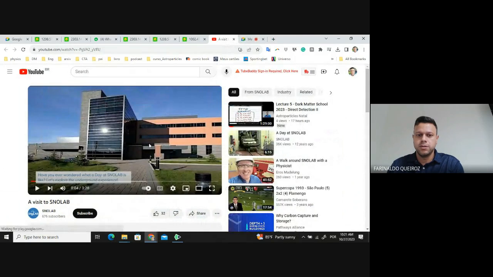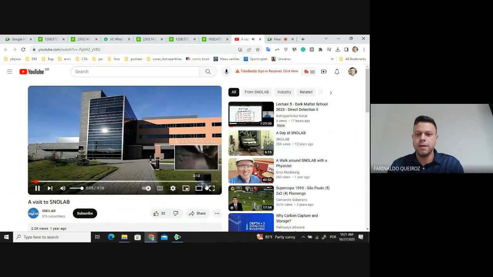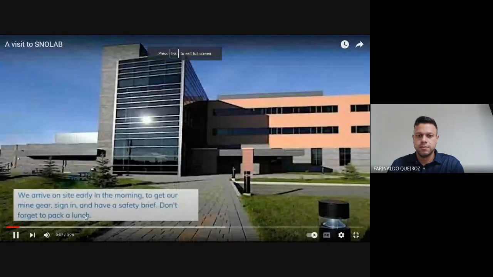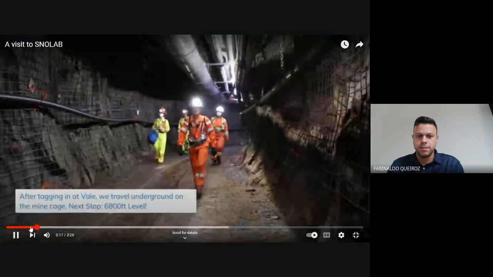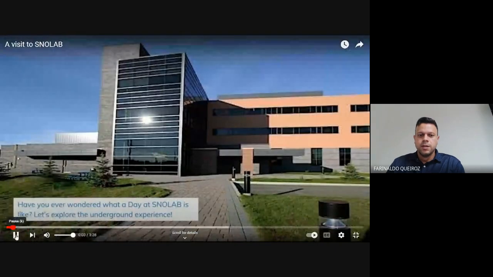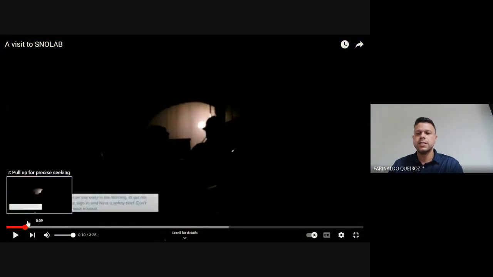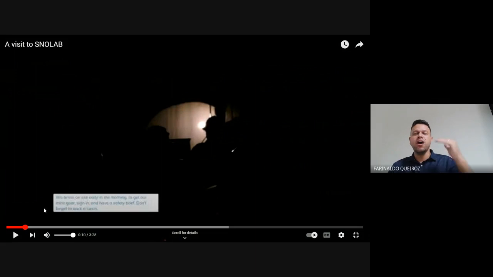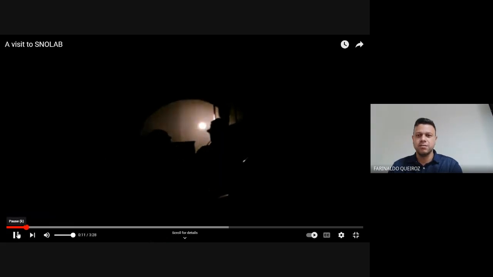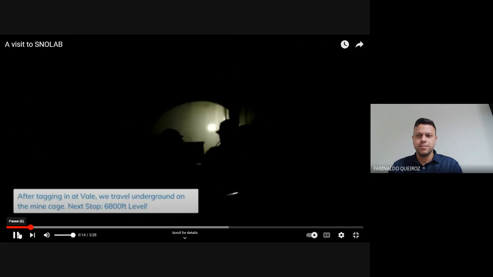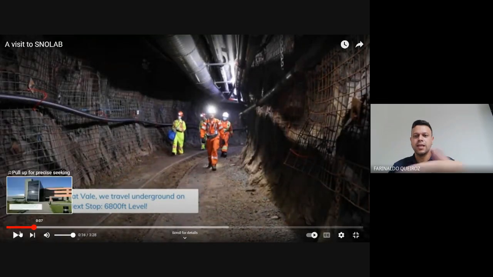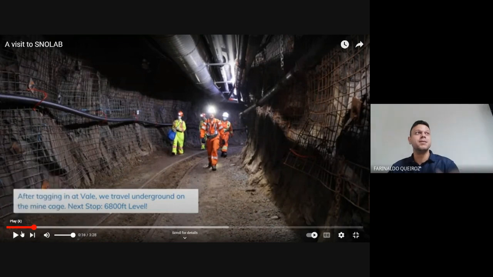And now let me show you this one. And this is SNOLAB, in Canada. So what they're showing is the velocity of someone entering the elevator and going down below 2 kilometers. Okay, this is how fast they go. And then that's the path they take to reach the lab.